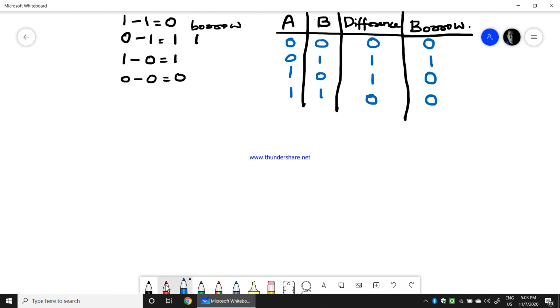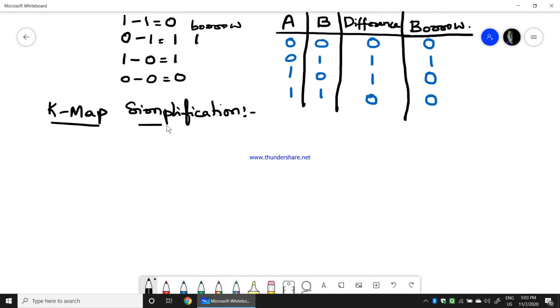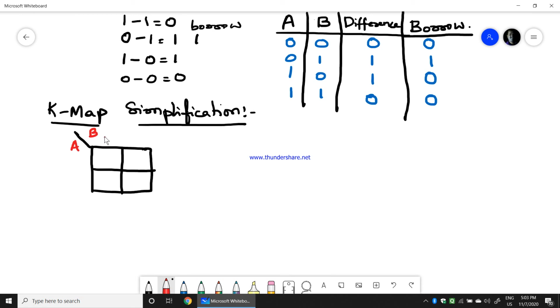Now my job is to write the K-map simplification for getting the expression for difference and borrow. So let me do K-map simplification for difference and borrow for a half subtractor. As this is a 2 variable, I write a 2 variable K-map here. So this would be A and this would be B, 0 1 and 0 1.